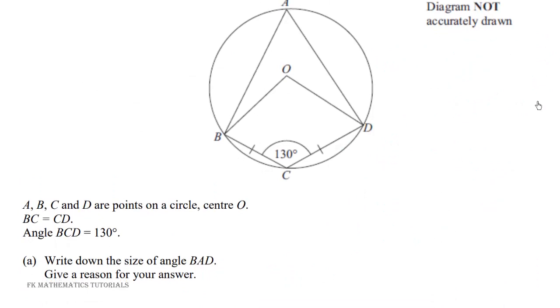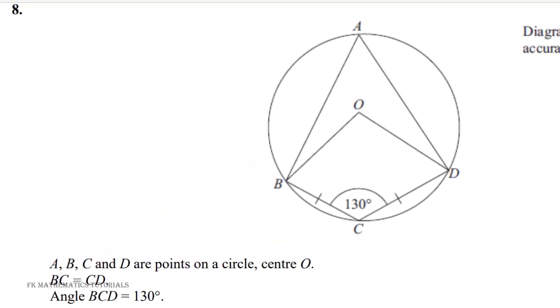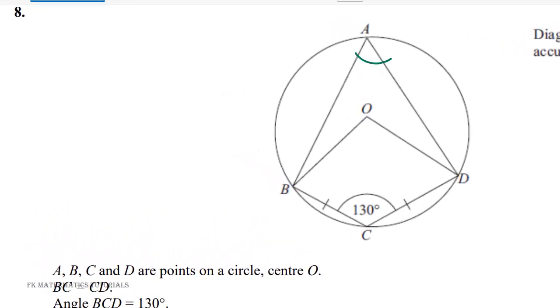A, B, C, and D are points on the circle center O. BC equal to CD. Then angle BCD is 130 degrees. Write down the size of angle BAD. Give reason for your answer. So angle BAD, this angle here, we know that that angle and this angle will be equal to 180 when we add them together, because they are cyclic quadrilateral.